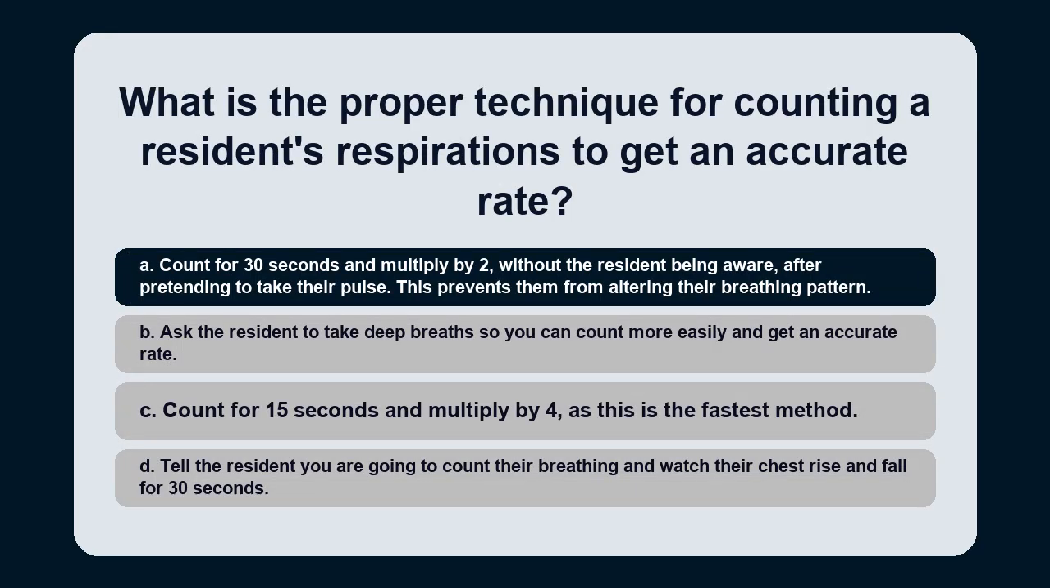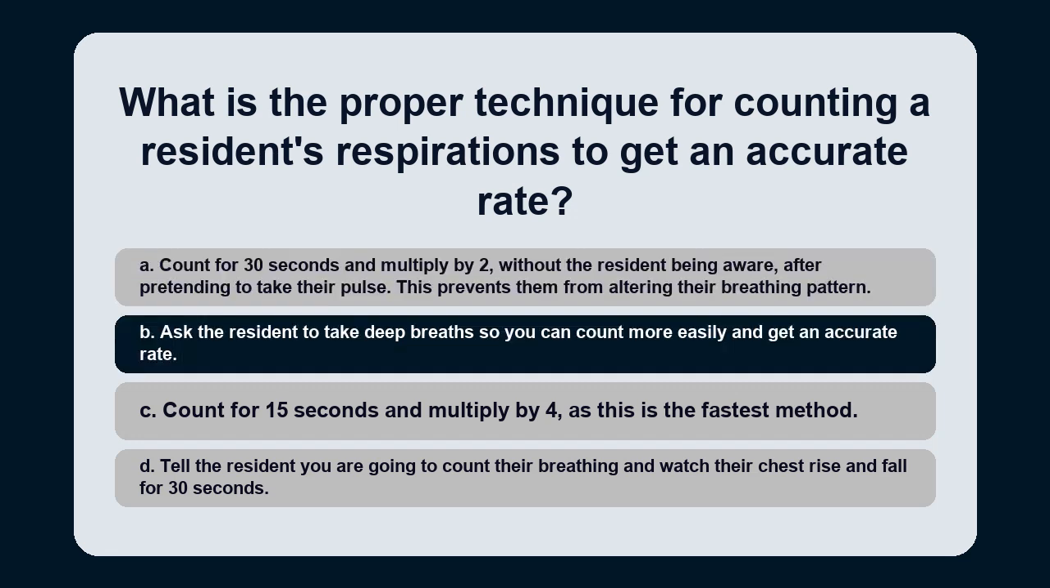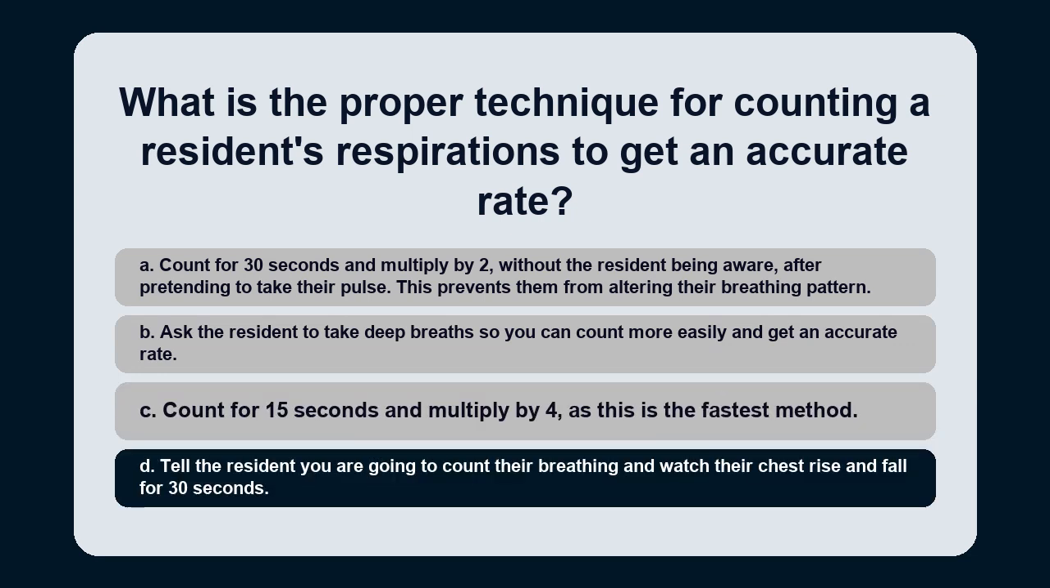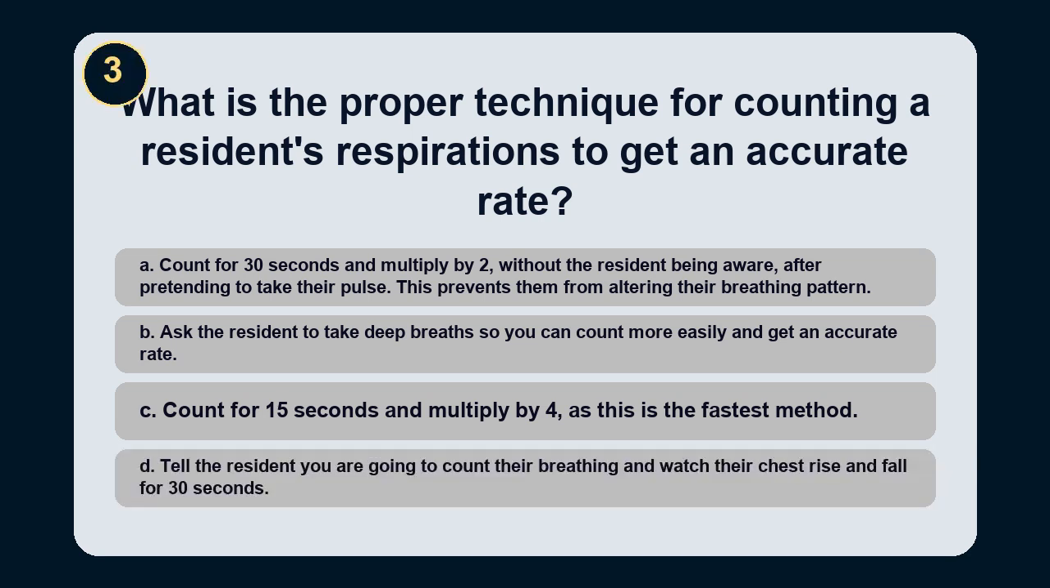Option A. Count for 30 seconds and multiply by 2, without the resident being aware, after pretending to take their pulse. This prevents them from altering their breathing pattern. Option B. Ask the resident to take deep breaths so you can count more easily and get an accurate rate. Option C. Count for 15 seconds and multiply by 4, as this is the fastest method. Option D. Tell the resident you are going to count their breathing and watch their chest rise and fall for 30 seconds.